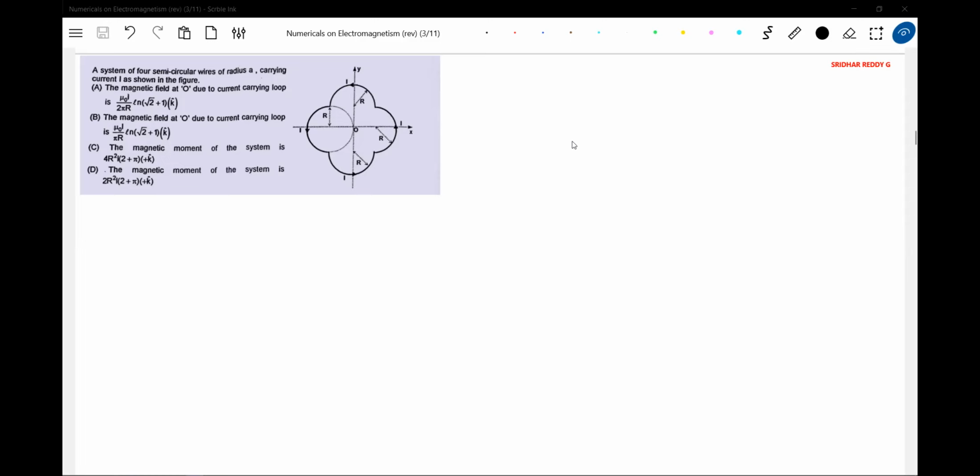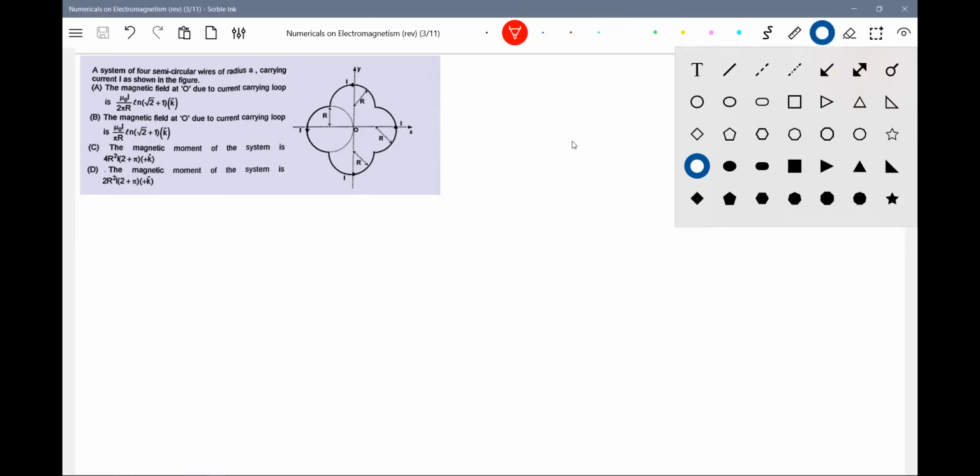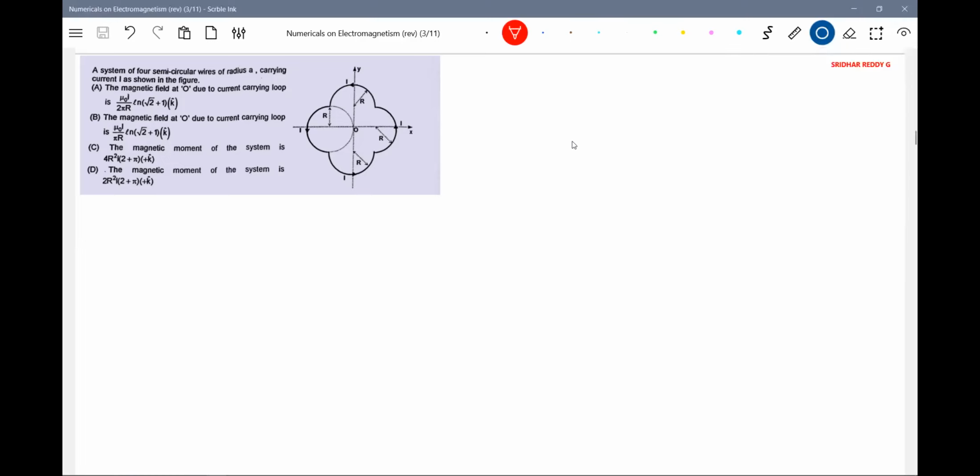Okay, I think we have to really put effort in here. There are some symmetries. If we can find the field due to this one arc, because the current is flowing, at point O, if I can find it due to this semicircle and multiply by 4, I'll get that one. But point O is not at the center of the semicircle, it is somewhere here.